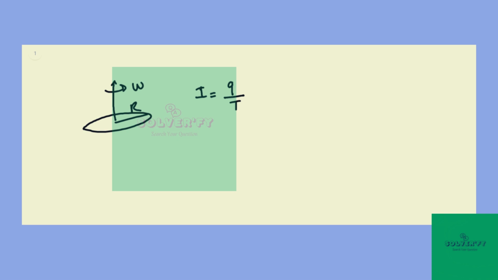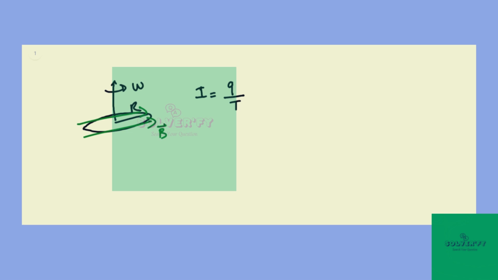Now this loop is also embedded in an external magnetic field that is parallel to the surface of the loop. So this is the magnetic field. So then if we have current embedded in an external magnetic field, then there's going to be a magnetic force generated by it, and the magnetic force is going to result in magnetic torque, right?